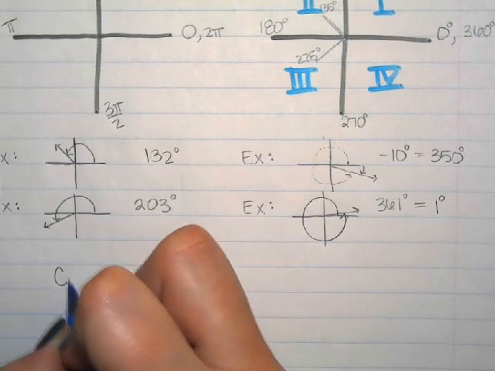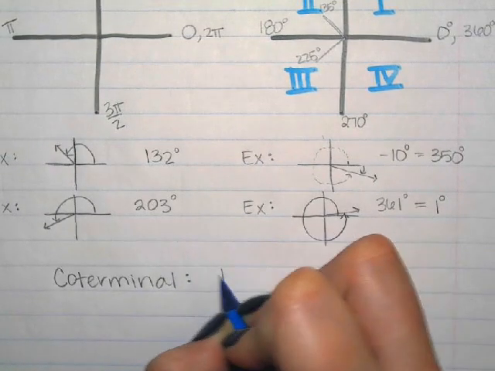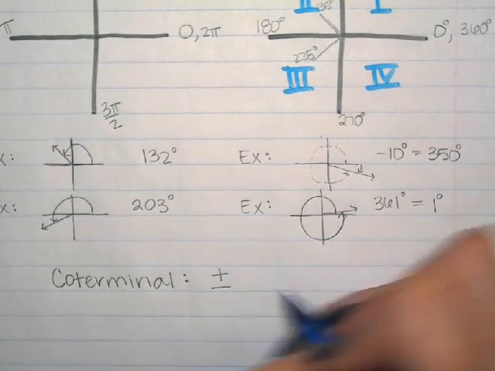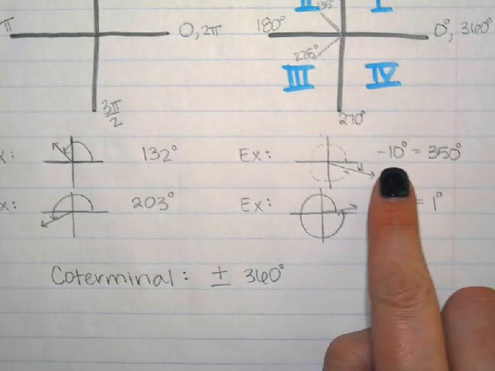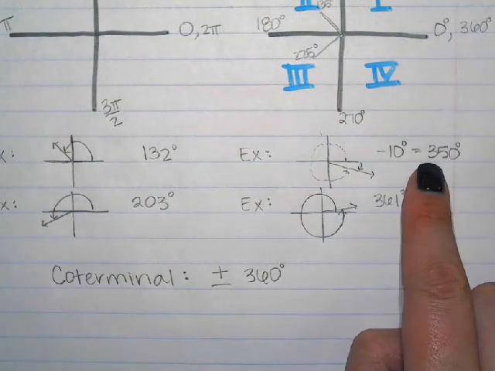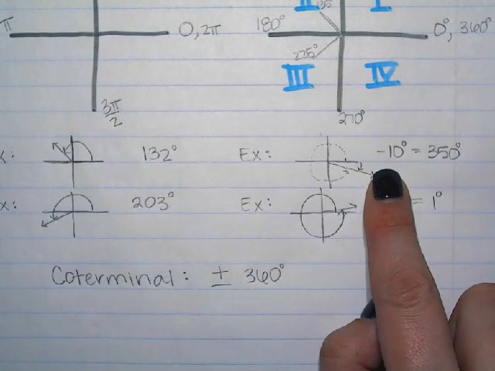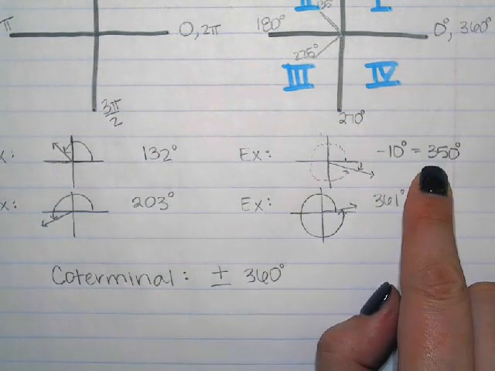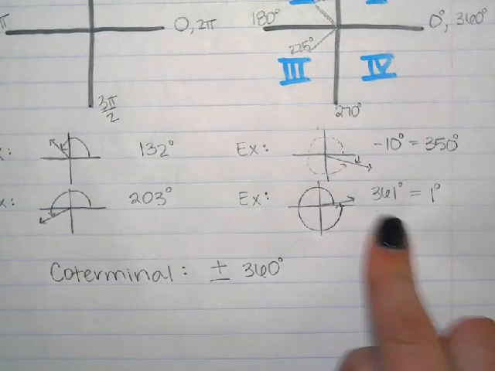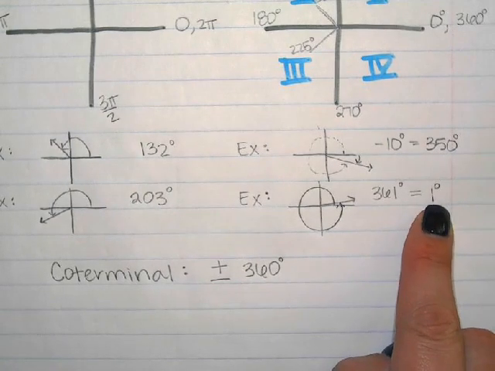So to find a coterminal angle in degrees, you add or subtract 360. So to get from negative 10 to 350, we would have added 360 degrees because we started with a negative angle and we wanted the positive coterminal angle. Does that make sense? For 361, we subtracted 360 degrees. We had a positive angle. We still have a positive coterminal angle. It's just much smaller. Does that make sense? Okay.